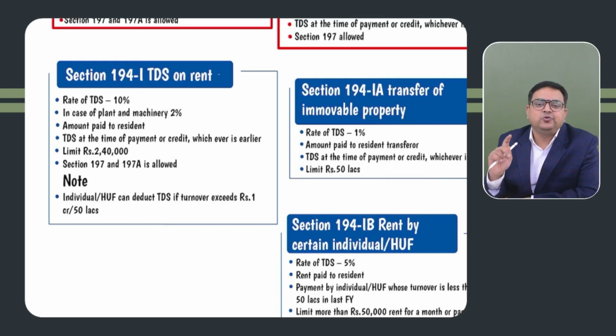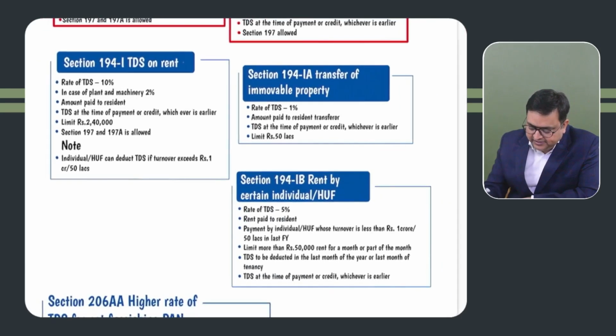The threshold limit is 2,40,000 for the year in aggregate. So if you are paying more than 2,40,000 rupees, then TDS will be deducted. Only a big individual or HUF can deduct TDS. If the individual's turnover is not more than 1 crore of business or 50 lakh of profession, they will not be deducting TDS. But there is another section which is quite important, 194IB.